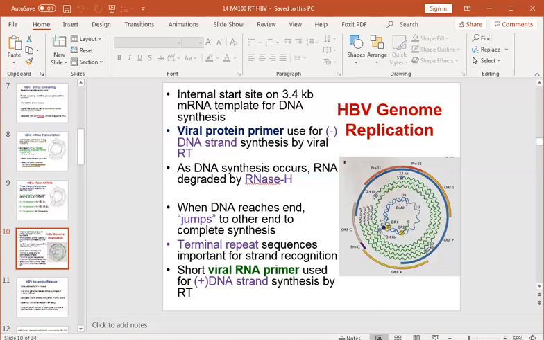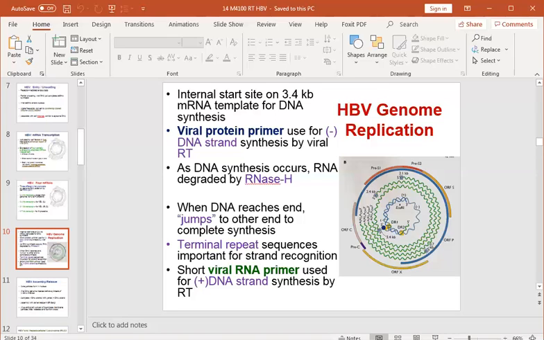This concept of the jump, I know I'm doing these last two lectures in reverse order, but we will discuss this jump in a lot more depth and detail when we're talking about HIV in the next lecture. So once the DNA synthesis is completed, we will have these terminal repeat sequences that not only help in circularization of the strand, but are also important for strand recognition.